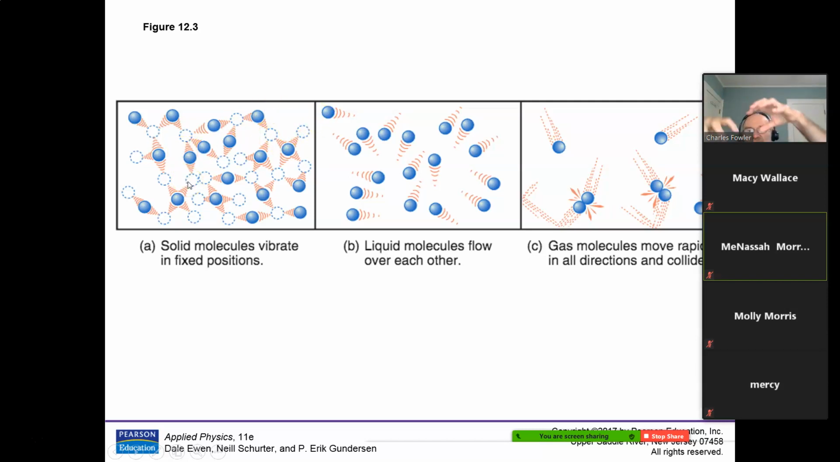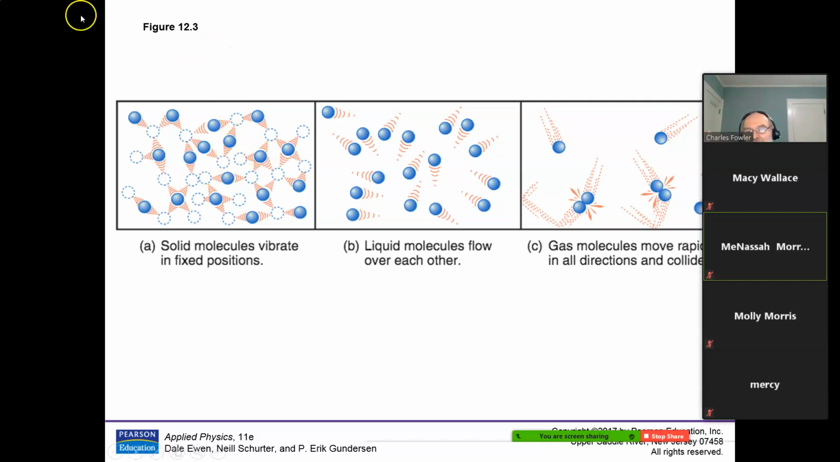And what that means is this fixed crystal lattice is here, and it's three-dimensional, so that's why it looks sort of random here. It's not random. They're fixed in positions. And therefore the solid has its own shape and its own volume. That's what makes a solid a solid.